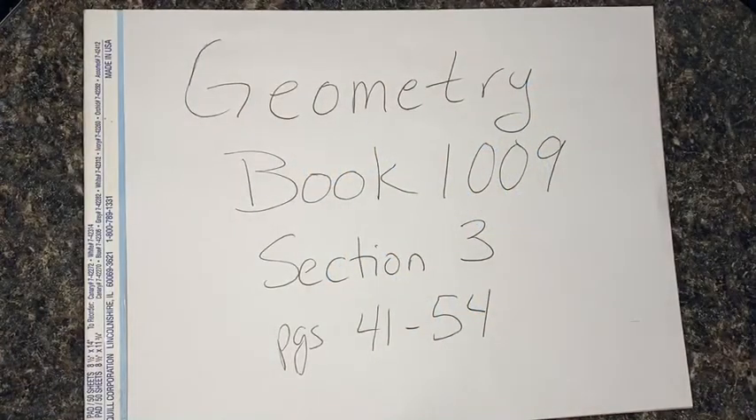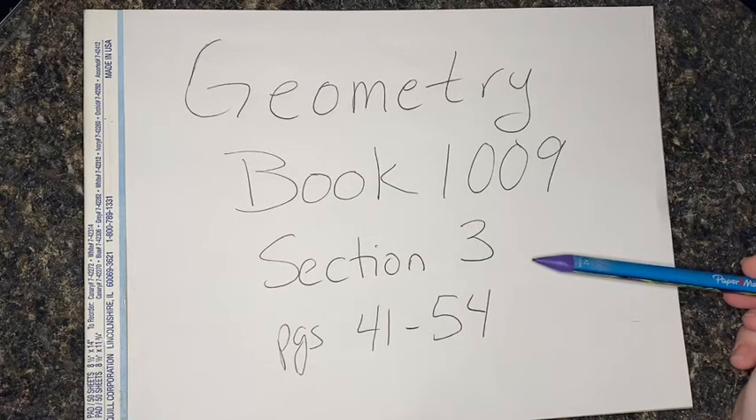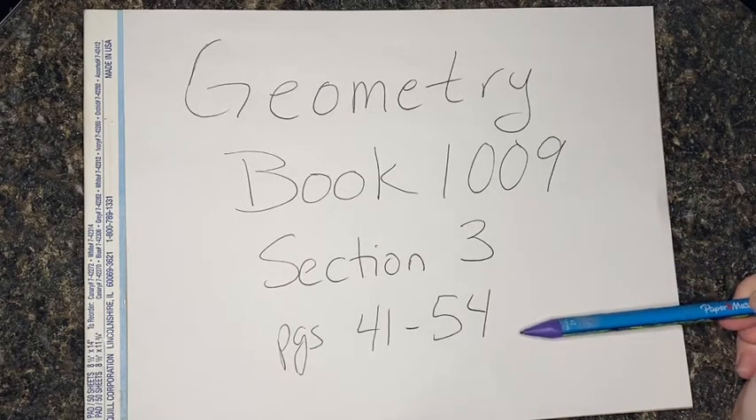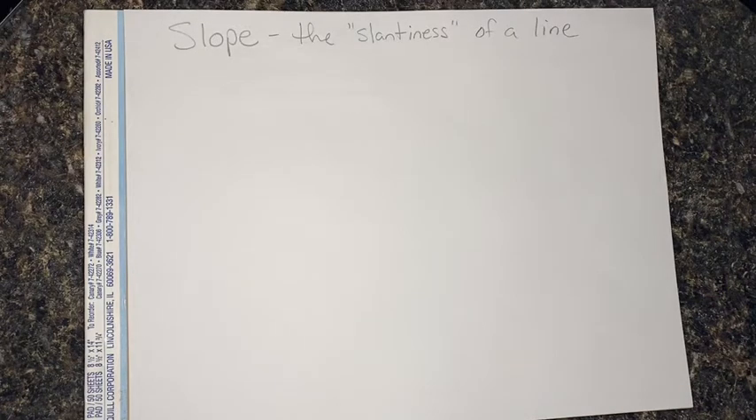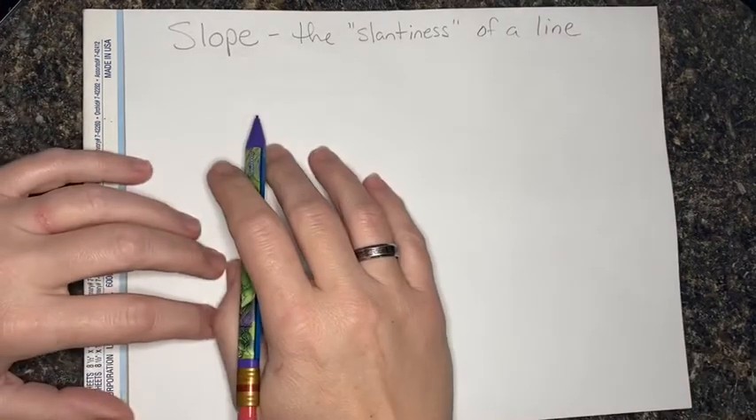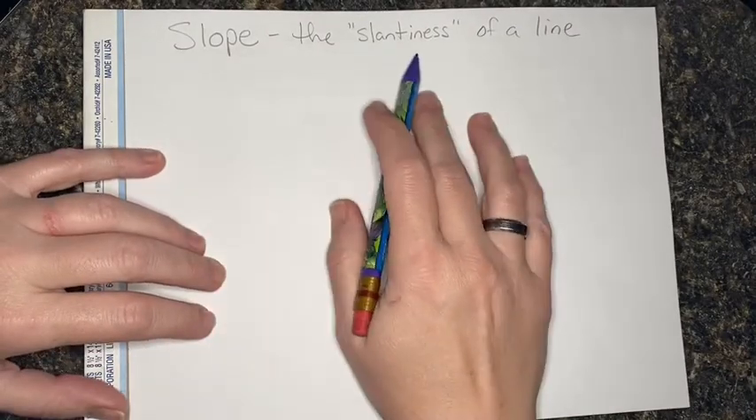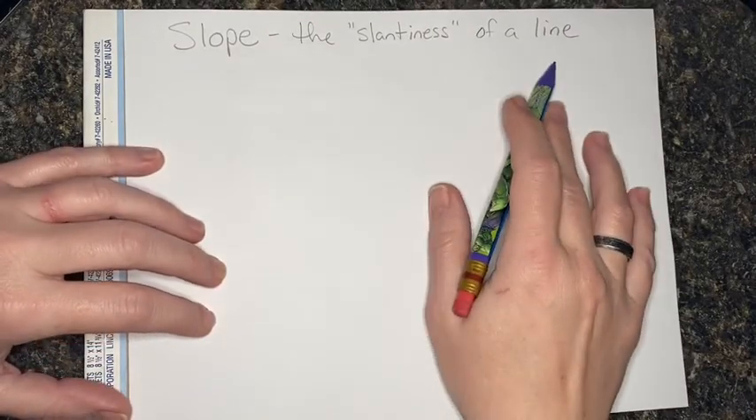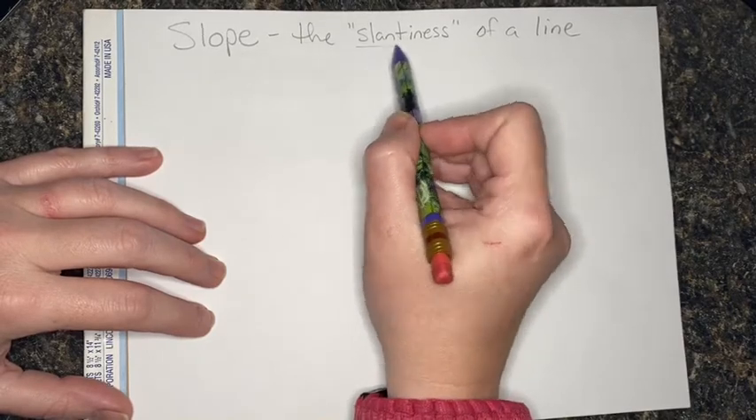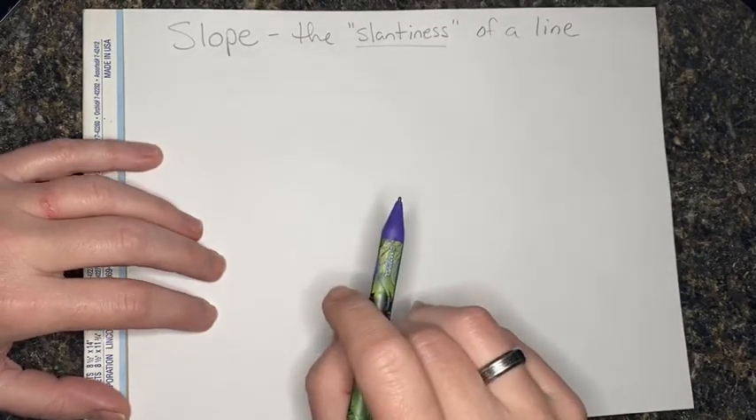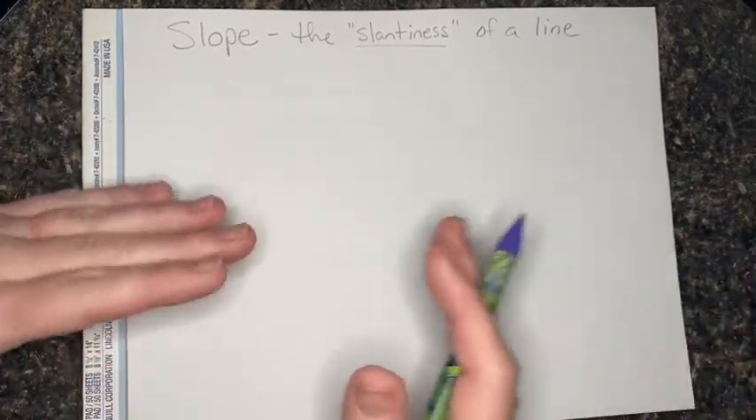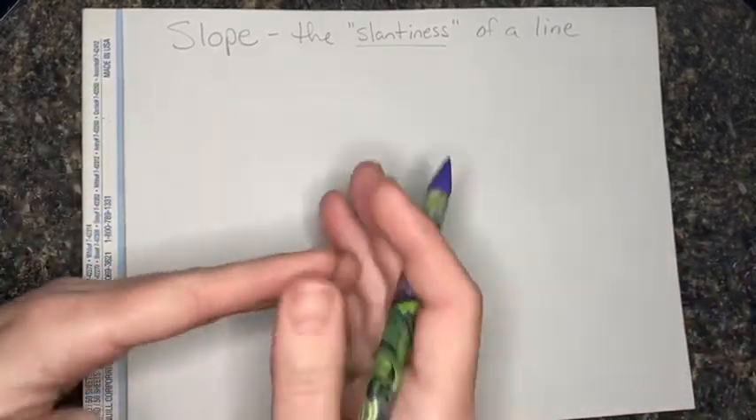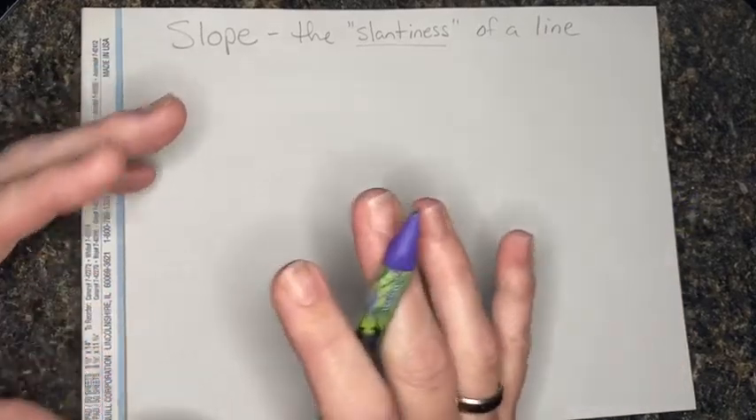Hello, everyone. Today we are going to be going through Geometry Book 1009, Section 3 on pages 41 through 54. This section is all about lines, and it's going to start with the slope. And the slope is the slantiness of a line. New word for your vocabulary in our textbook today, the slantiness. All right, so the slope is the slant of the line. How slanty is the line? Okay, there's lots of different slopes.